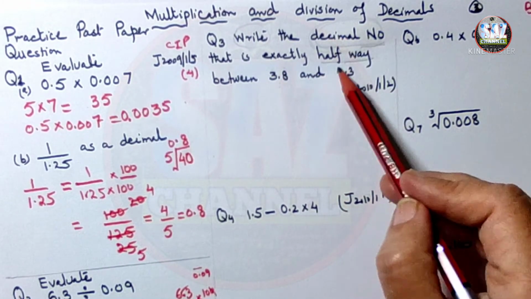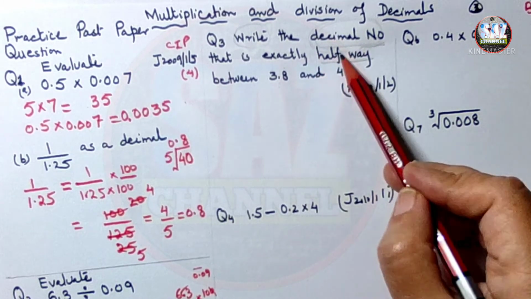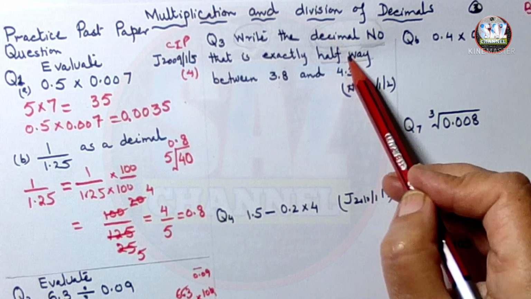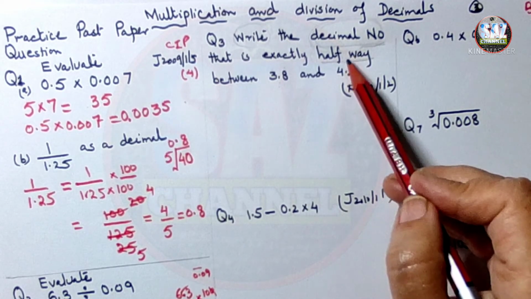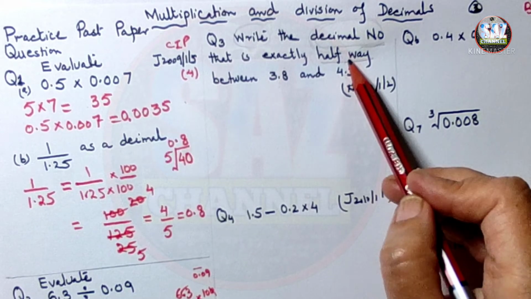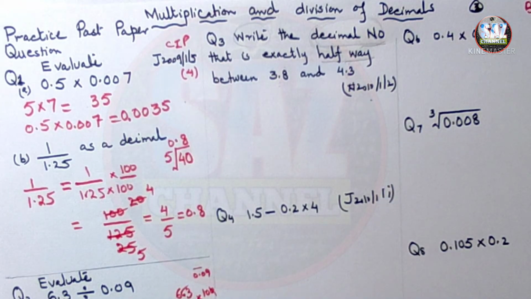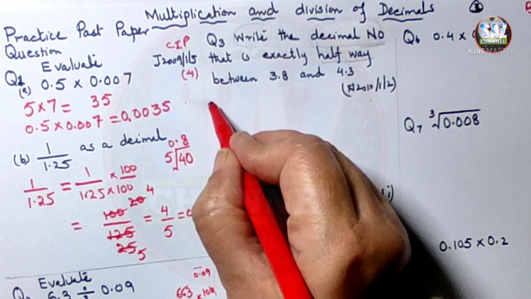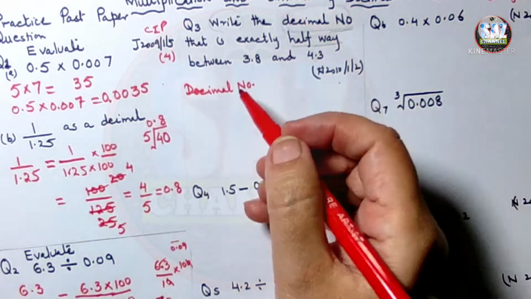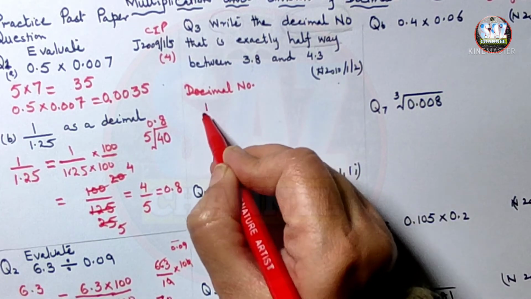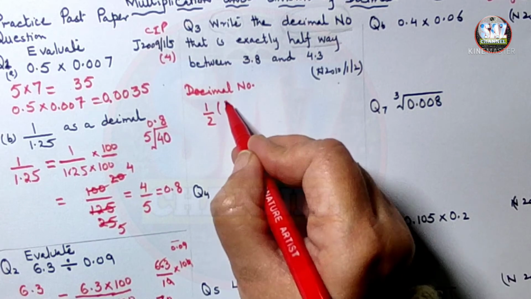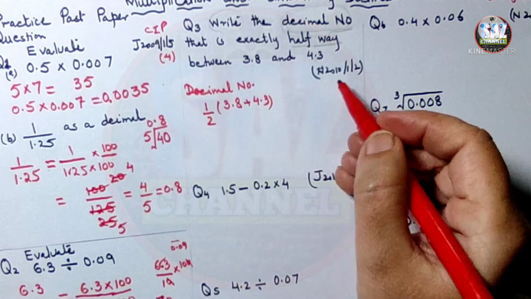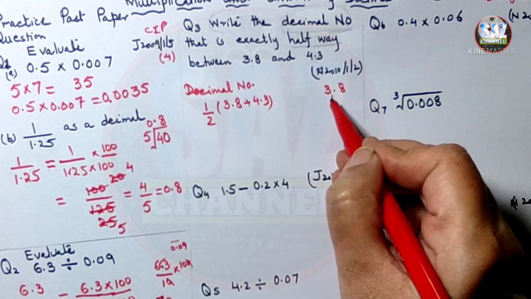Now it's important to understand the meaning of the term halfway. Halfway means that it is the midpoint, and in order to get the midpoint we have to divide by 2. First we have to add them, and then we have to divide by 2. So the decimal number will be equal to half of the sum 3.8 plus 4.3. Add up 3.8 and 4.3.